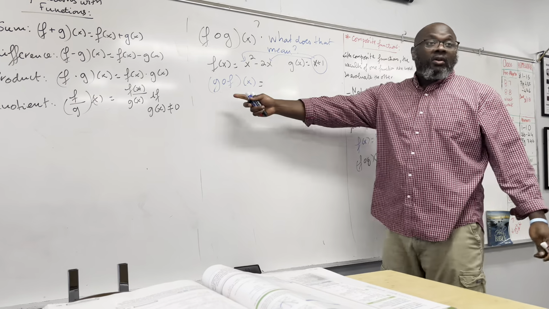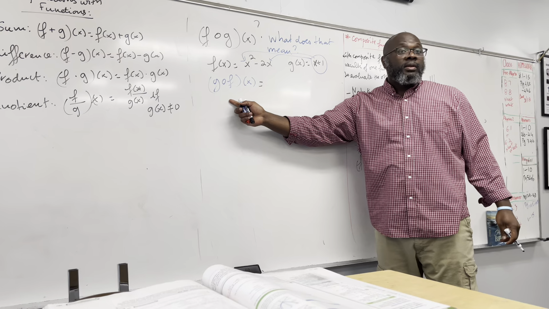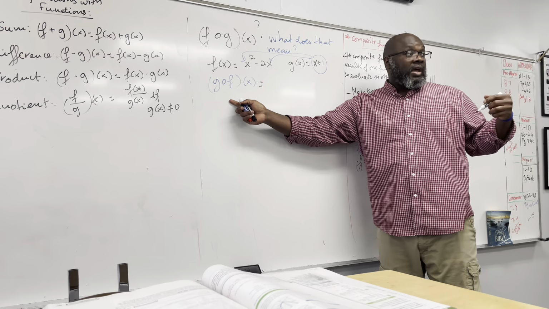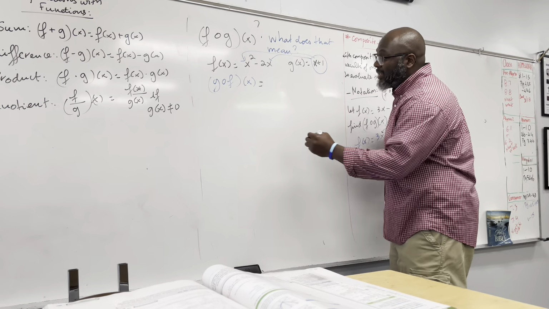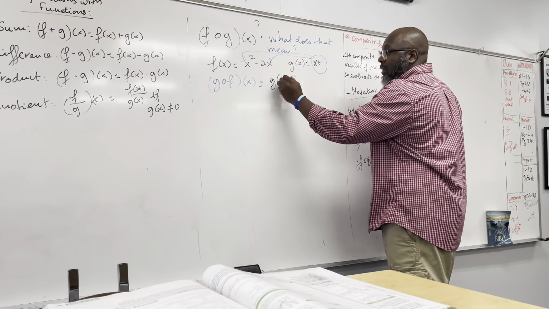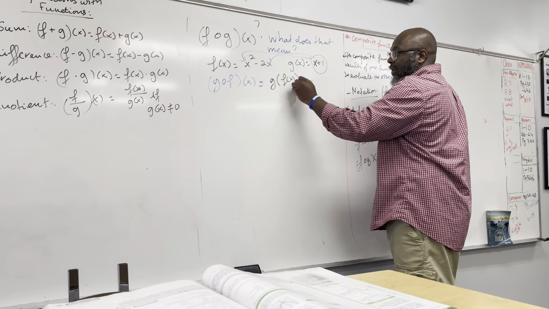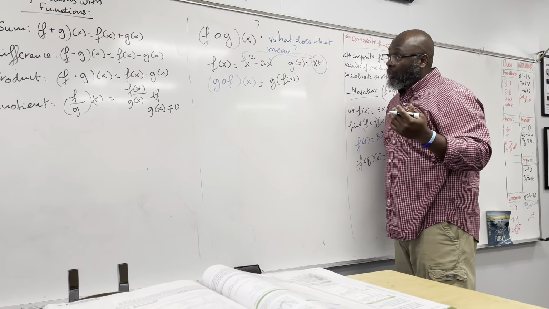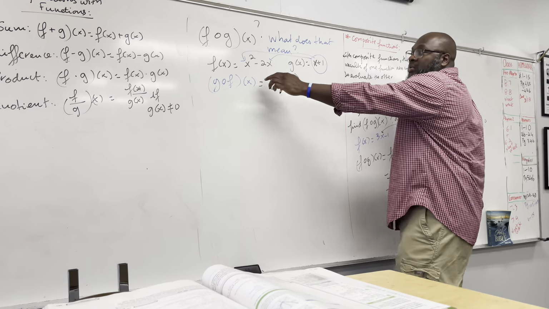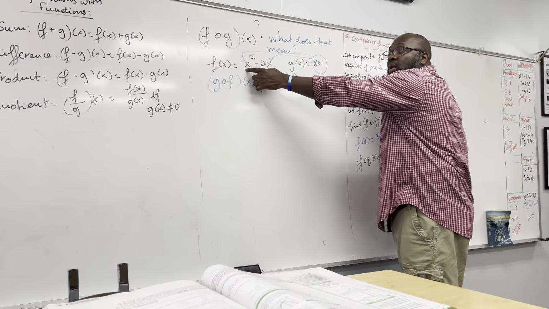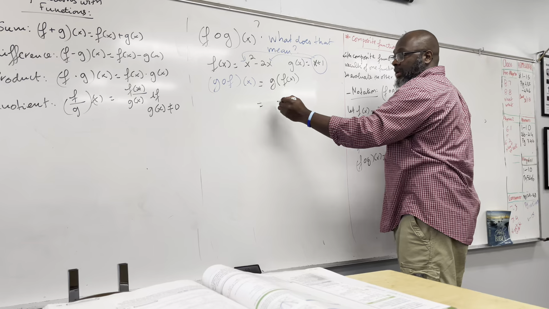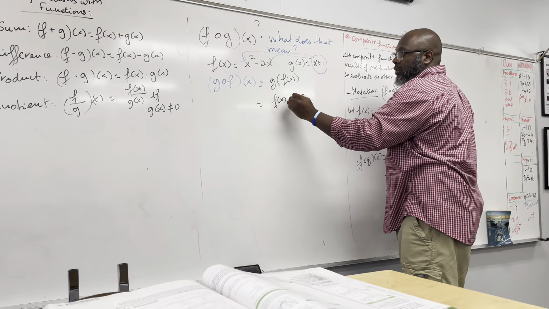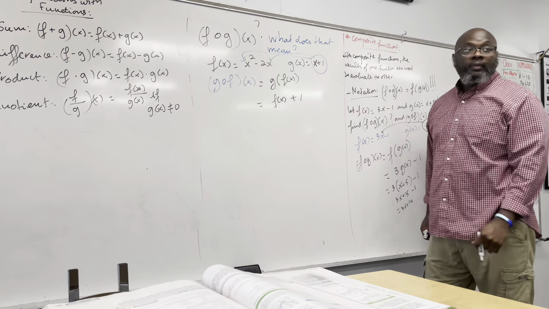Now if I have g round f of x, right? You just did f of x. So now I'm doing g circle f. So basically I'm asking for g of what? g of f of x, right? That's what I'm asking for. Which means you're going to take this and plug it in where? Here. So g of f of x will be f of x plus 1, right?